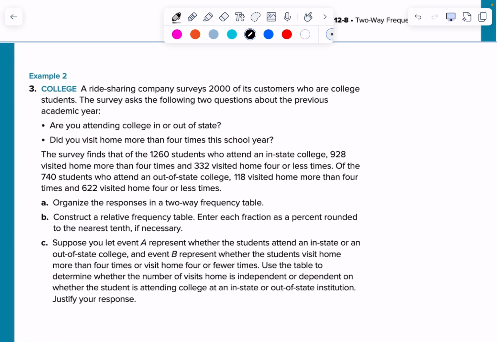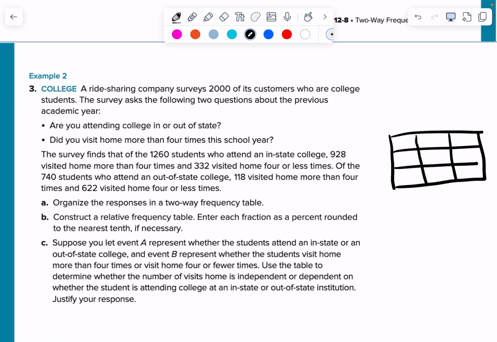A ride-sharing company surveys 2,000 of its customers who are college students. They ask the following 2 questions. Are you attending college in or out of state? That's 2 things. Do you visit home more than 4 times this school year? More than 4, less than 4. Okay, so let's do our frequency table. What do you want to put on the top, besides your total row?